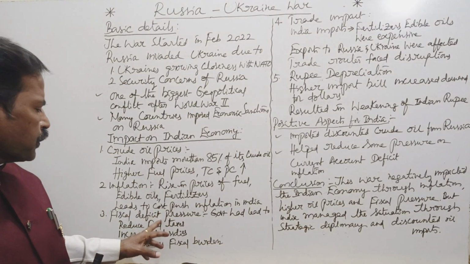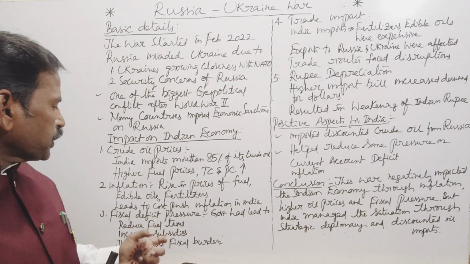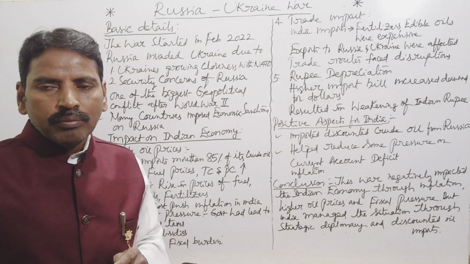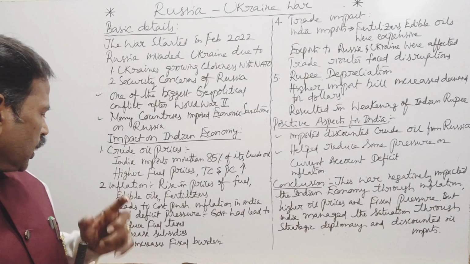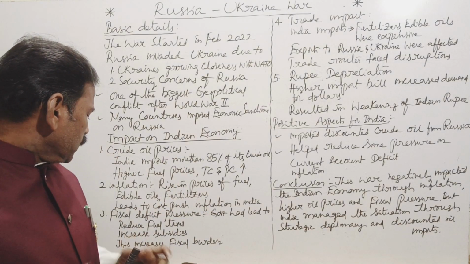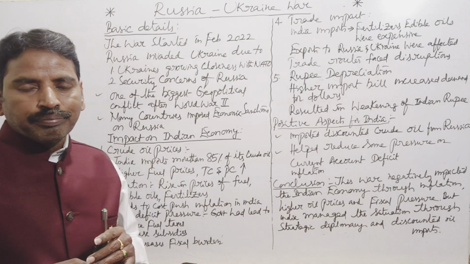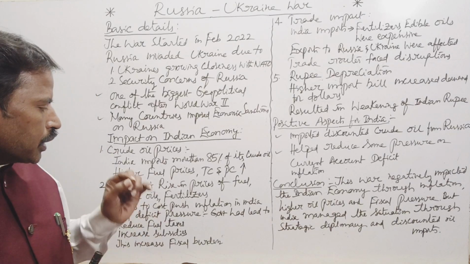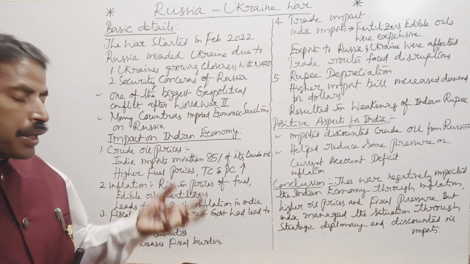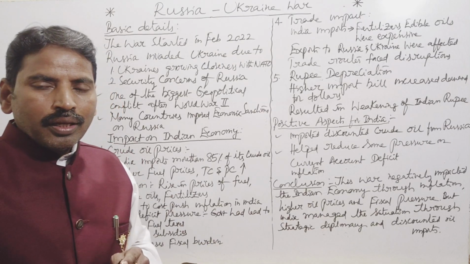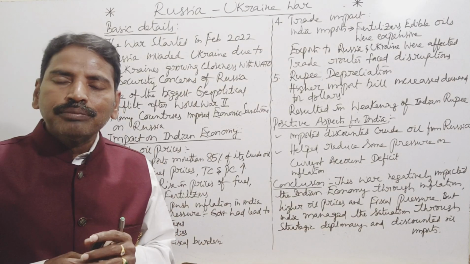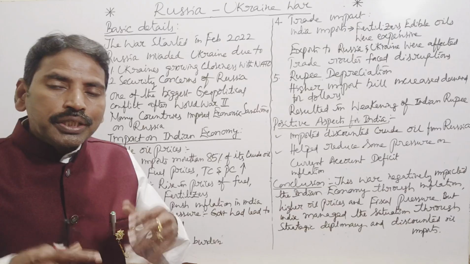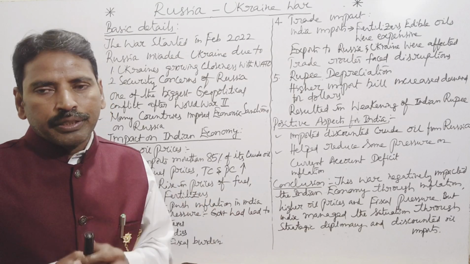Next, fiscal deficit pressure. When there is fiscal deficit pressure on the Indian economy, the government had to reduce fuel taxes and increase subsidies. This increases the fiscal burden in India. As a result, the fiscal burden or fiscal deficit increases.